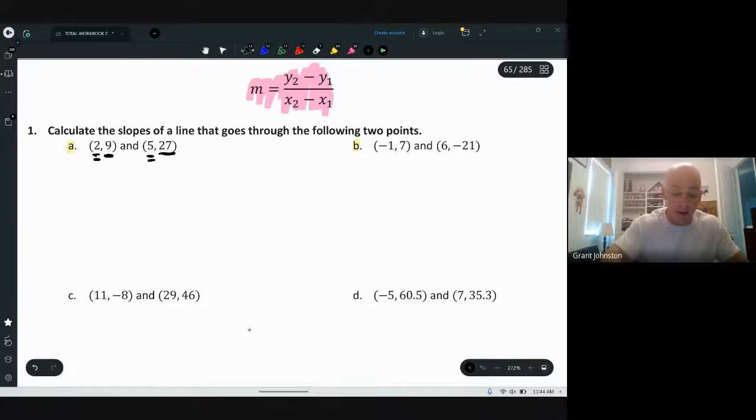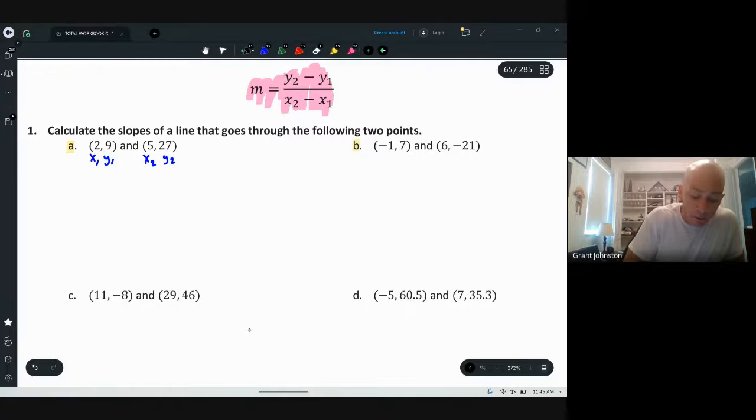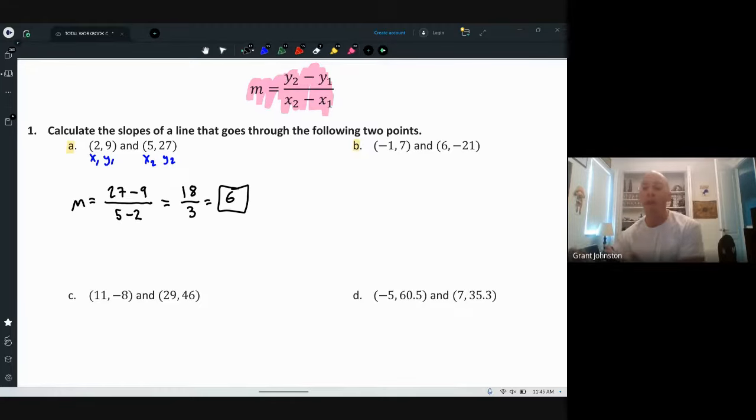memorize this formula I've highlighted, and that's what I'm going to show you here. If you're using the formula, this is how you do it. I would call this coordinate x1, y1, because that's my first coordinate, and this one would be x2, y2. So then y2 minus y1 is on top. Y2 is 27, y1 is 9. And then the denominator, I have x2 minus x1, so I have 5 minus 2. 27 minus 9 is 18. 5 minus 2 is 3. Slope is 6. So that's how you use the formula.